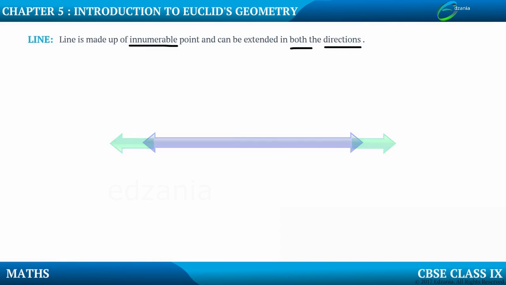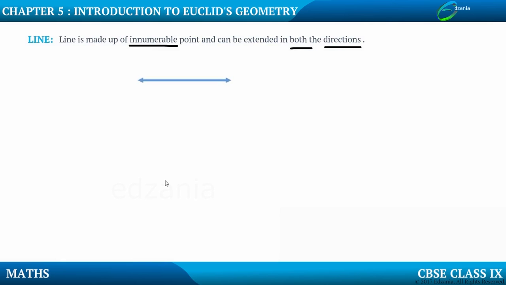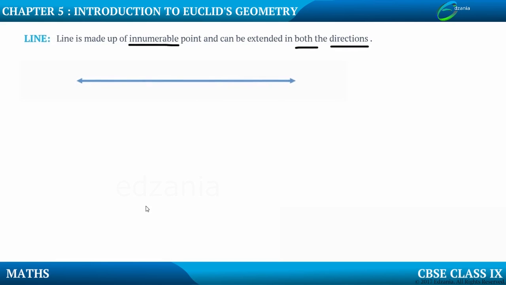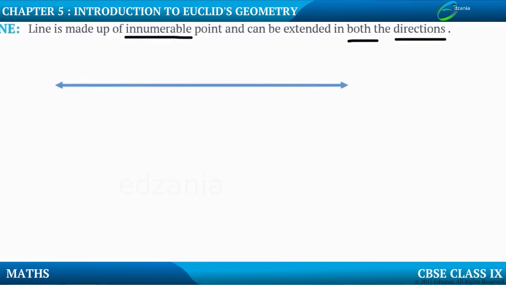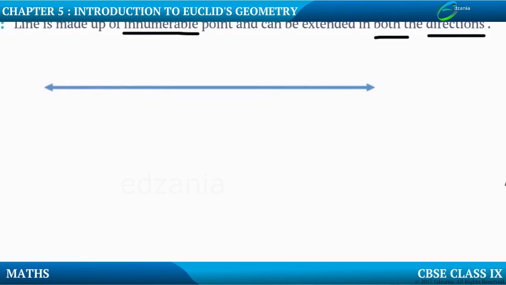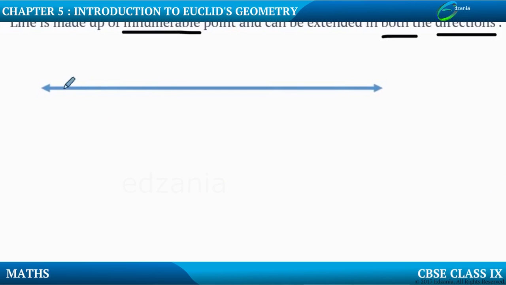So let us see how a line is. You're already aware of this part as well. So this can be called as a line, and this line can be extended in both the directions. Let us see how. You can see that this line is extending in both the directions, and it can extend still further. So line can be extended in both the directions, and it is made up of innumerable points. That means there are innumerable points on this line. There are many points. So this line is basically made up of points.